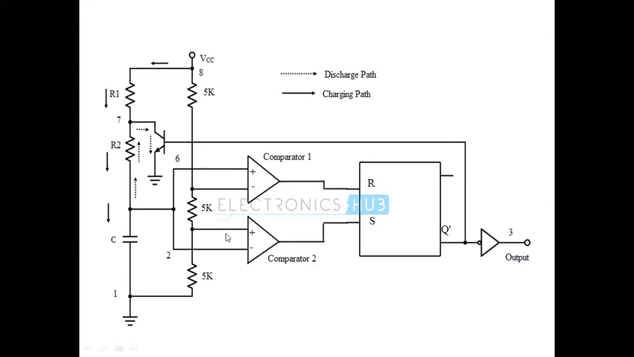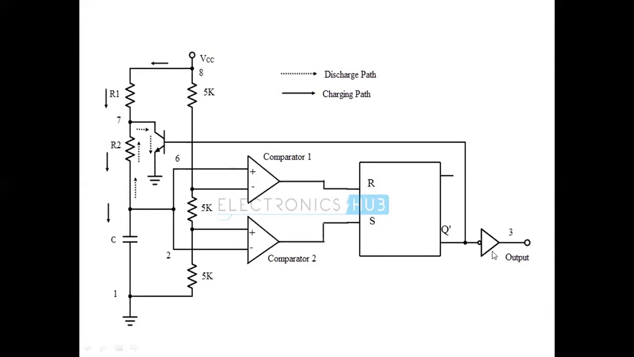On comparison, the voltage at the non-inverting terminal is high compared to the inverting terminal voltage, and at the output we get a positive voltage, that is logic 1 at the output of the comparator. If you apply logic 1 to the flip-flop, it will set the flip-flop and the output of the flip-flop is 1, that is Q is 1. If Q is 1, Q bar is 0.